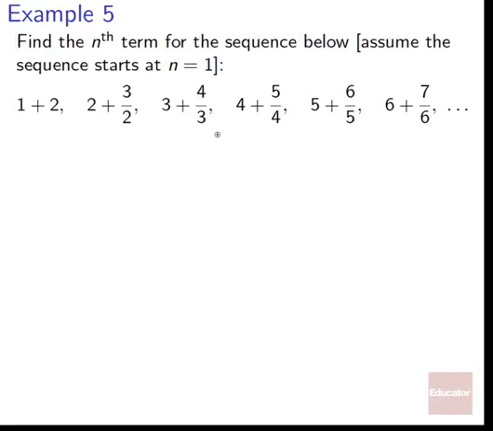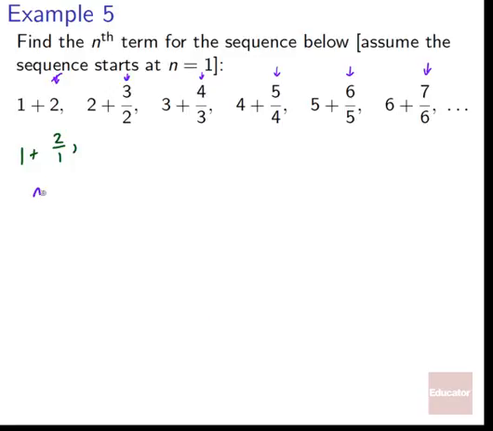Fifth example, find the nth term for the sequence below. Assume that the sequence starts at n equals 1. So first thing, most of it winds up being in a fraction, but these first two are not fractions, right? So we want to get everybody in terms of fractions. So let's get everybody in fraction format. So 1 plus 2 over 1 is how we'll replace that. And then 2 plus 3 over 2, right? And so on and so on. The rest of them are now in fraction.